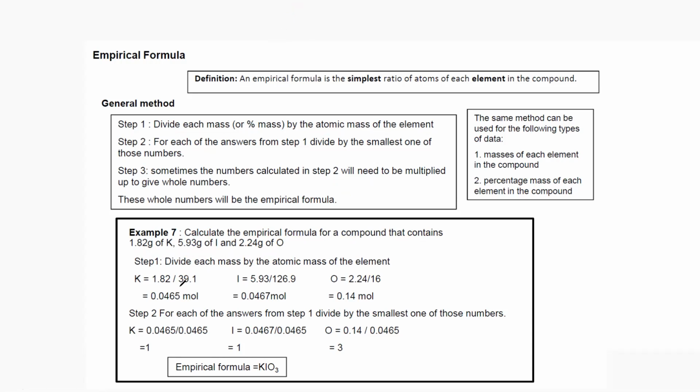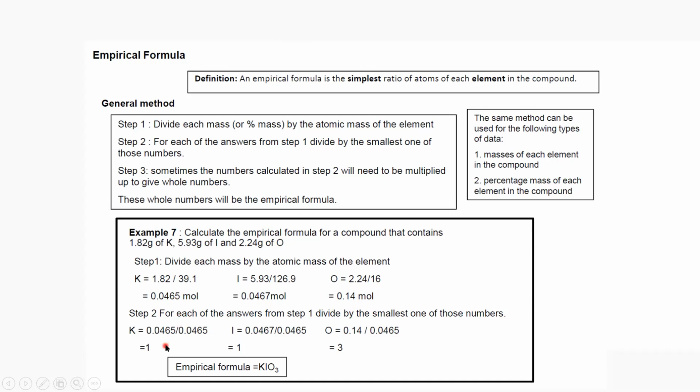So atomic mass of potassium is 39, atomic mass of iodine is 126.9, and atomic mass of oxygen is 16. So when we divide, for potassium it is coming out 0.0465, for iodine 0.0465, and for oxygen it is 0.14. Then we divide by the smallest value. So the smallest value is 0.0465.